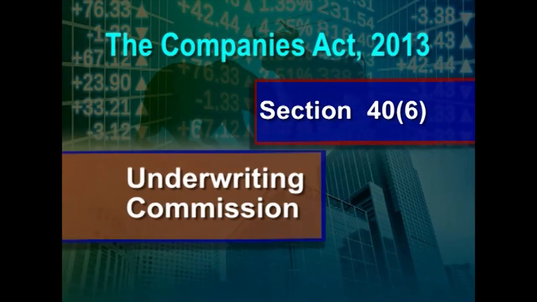Section 40, subsection 6, Underwriting Commission. The section provides that a company may pay commission to any person in connection with subscription to its securities subject to conditions as may be prescribed. The Act also permits the company to pay a brokerage as the payment is lawful for the company to pay.